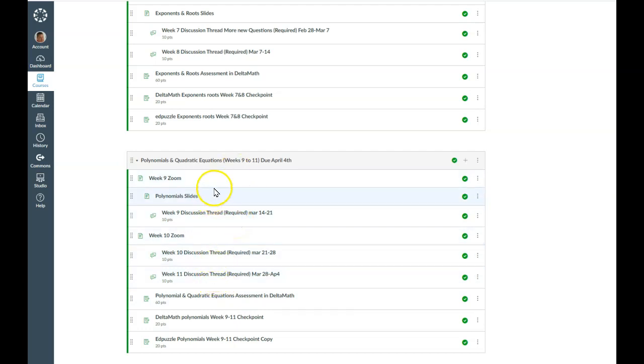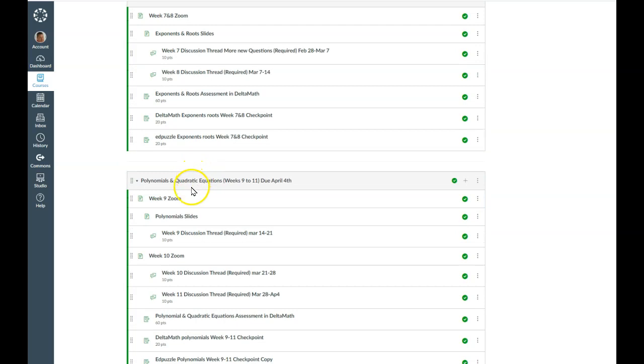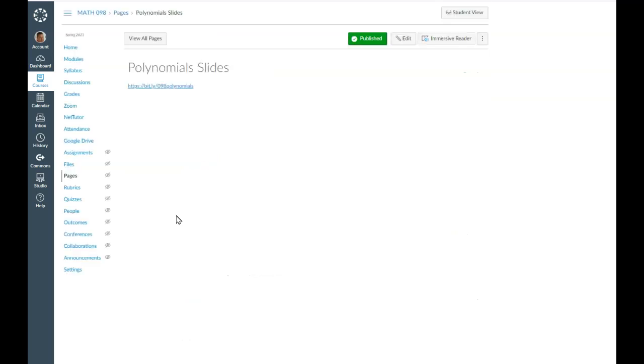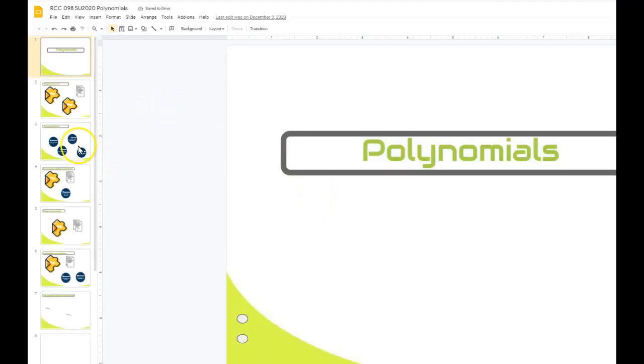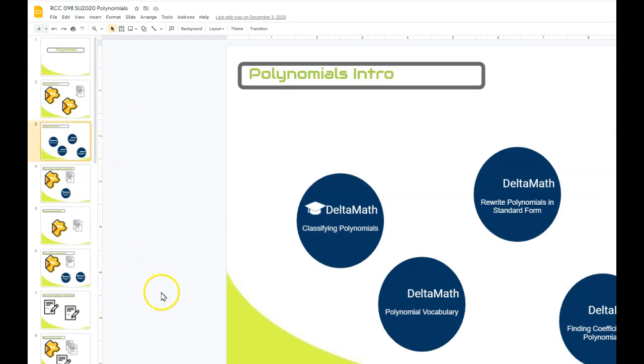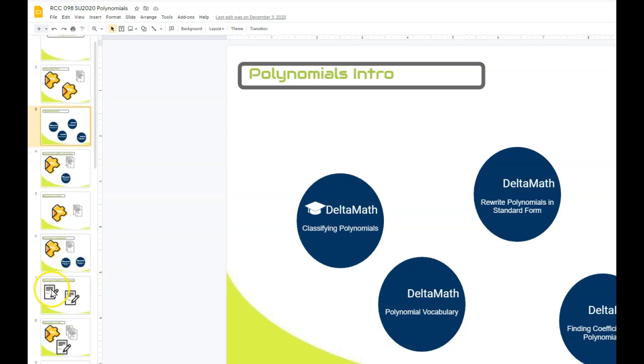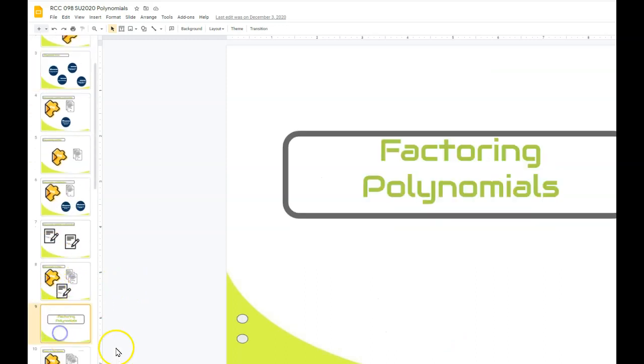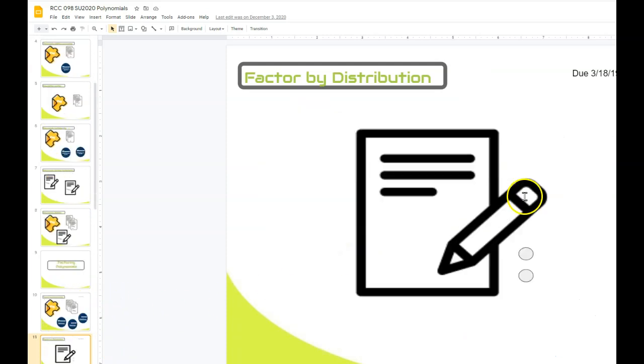The other thing about this is we are starting the real nuts and bolts of this class. Polynomials and quadratic equations, folks. This is the stuff where you really think of algebra, because you're adding and subtracting polynomials. Is it a trinomial? Is it a binomial? Is it quadratic? Is it quartic? What's the leading coefficient? What is standard form? Then we're going to start factoring, taking out common, factoring by distribution.